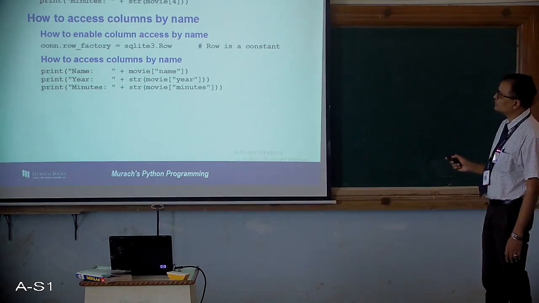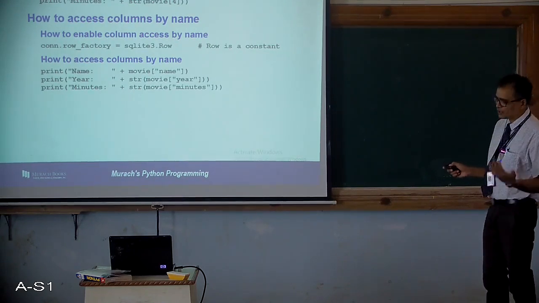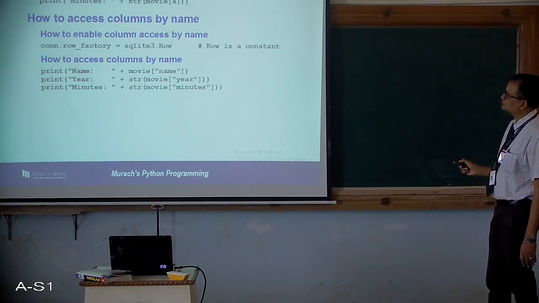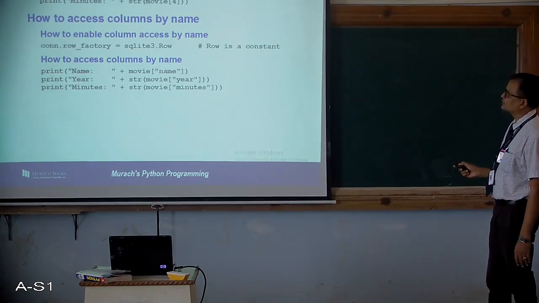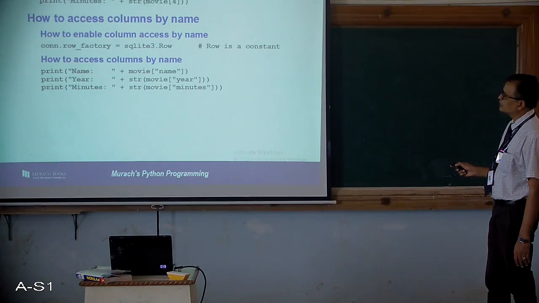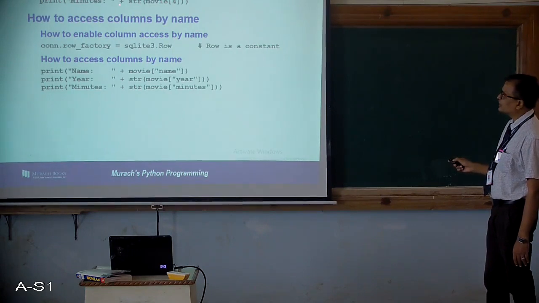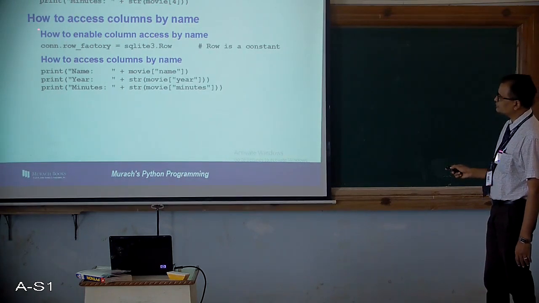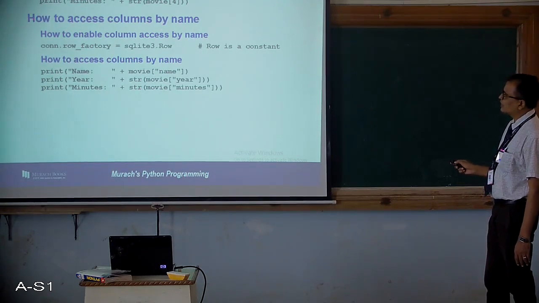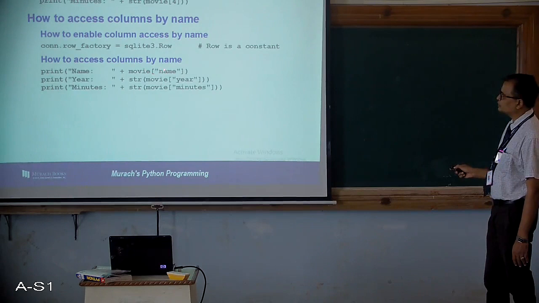So you can access the columns that you have fetched using an index. For example, if you want to display the name, then you can use movie[2], where 2 is the index. If you want to display the year, then you can use movie[3], and year is an integer, so you need to convert it to string and then concatenate it. And minutes is again an integer, so you need to convert it to string, concatenate it, and display minutes equal to this much. If at all you want to access the columns by name, then you can use this type of thing.